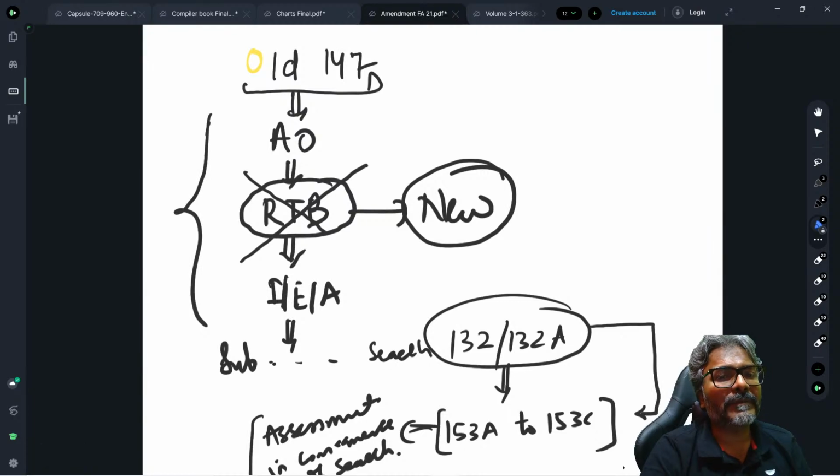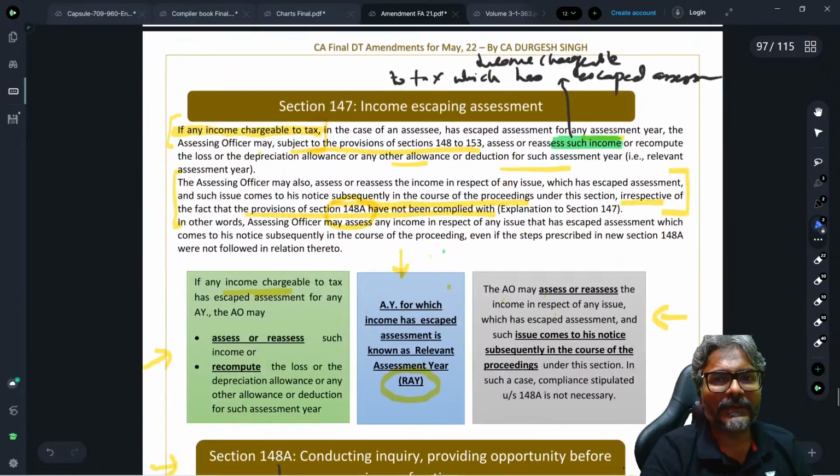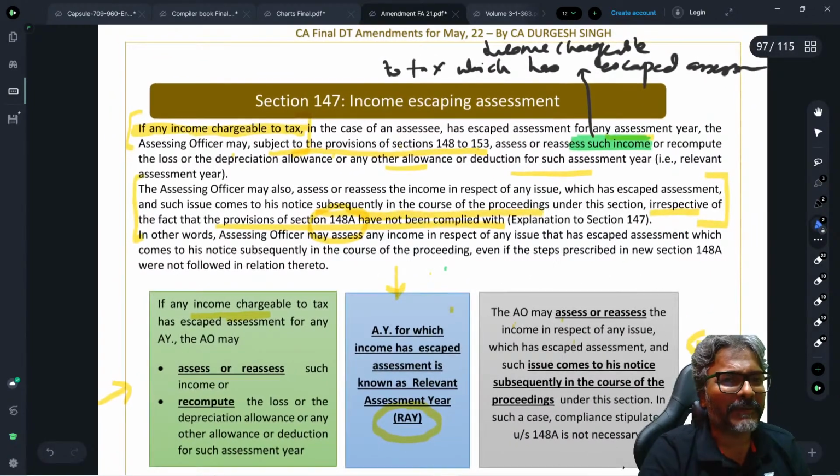Fine. Now, apart from that, students, there are certain important changes that have taken place. We will look into that in this context. The language, students, is in the first paragraph itself. Just keep in mind the first paragraph language, and thereafter these three boxes. After that the things will become very similar. So if any income chargeable to tax in the case of an assessee has escaped the assessment for any assessment year, the assessing officer may, subject to the provisions of 148 to 153, assess or reassess such income. Such income means the income chargeable to tax which has escaped the assessment.